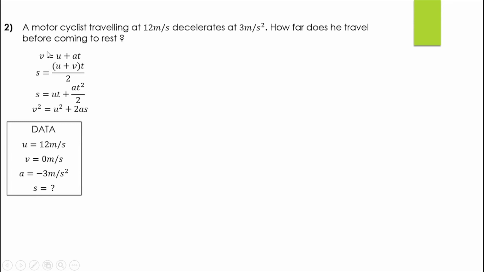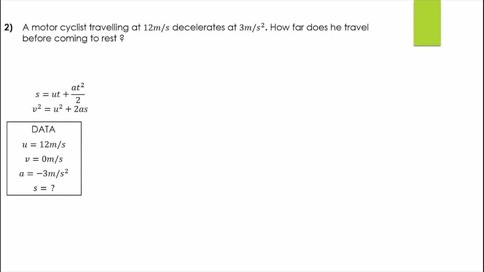So in the first one, as you can see, we don't even have S, so it cannot help us find distance. In the second one, we have S in it, but if you can see, there's also T for time, and hence we have two unknowns, S and T, so it cannot be useful for us to find distance. This also applies to the third equation of motion. We also have time in it, and so we can't use it to find distance.